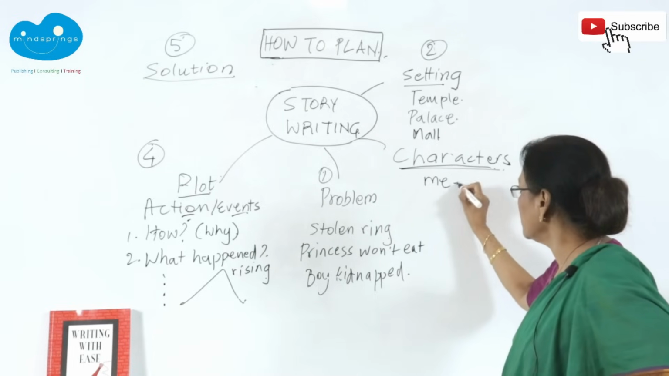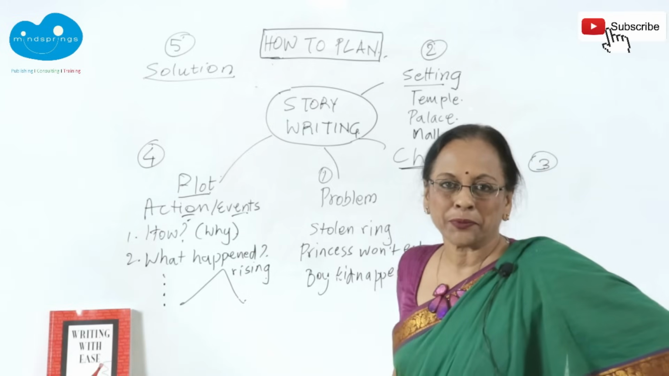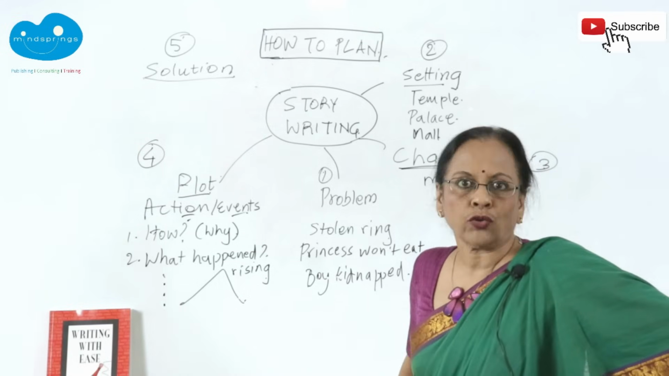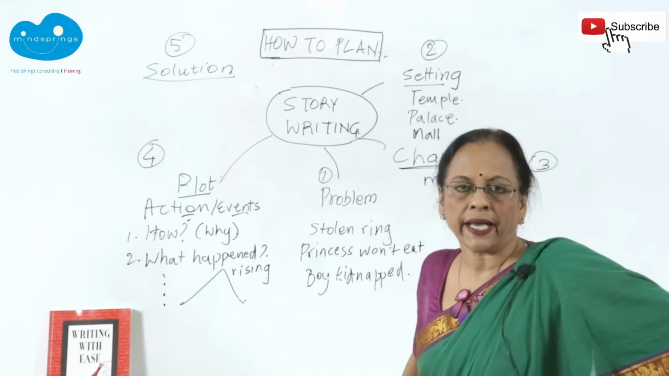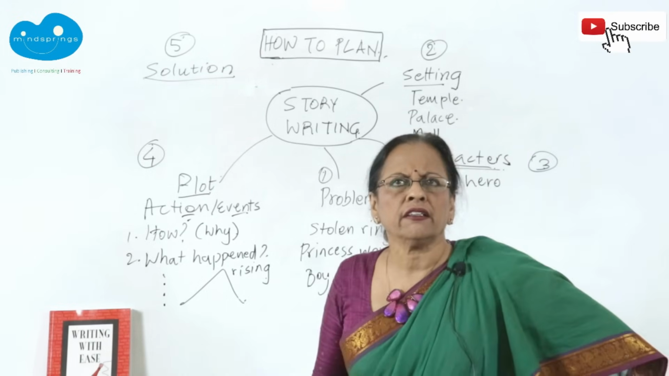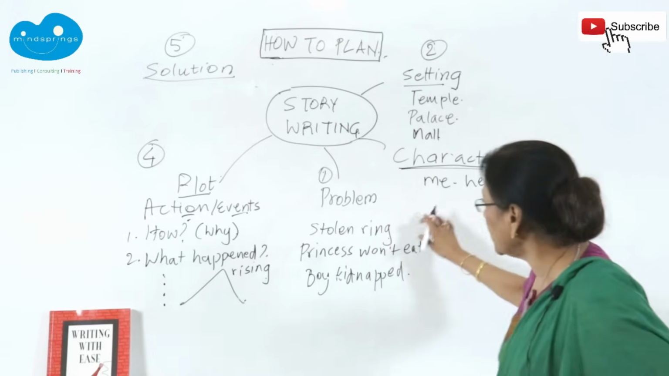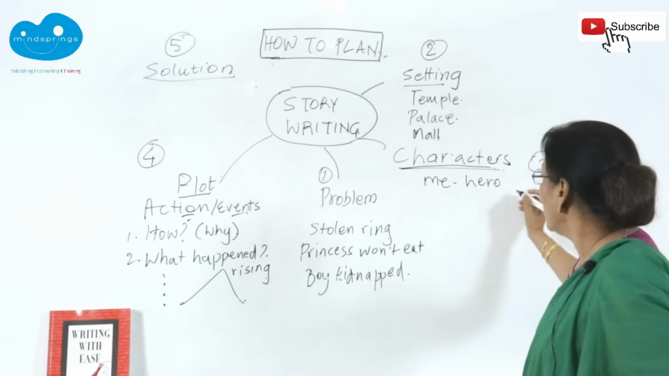First of all, me, hero. I want to be the hero. Or you might have another hero. You might have a tall, dark, handsome man, or you might have a pretty girl, or you may have an ordinary girl, or you might have a very clever girl. Depends on what you want to have. So, you decide who your character is.